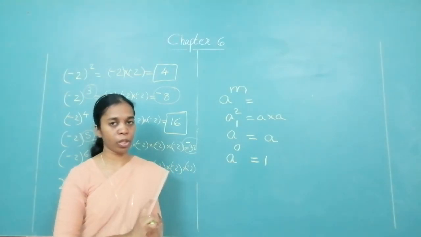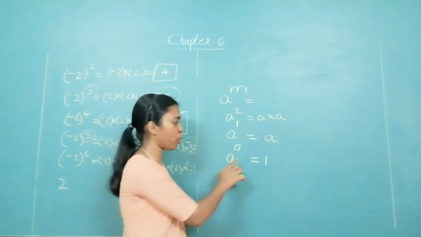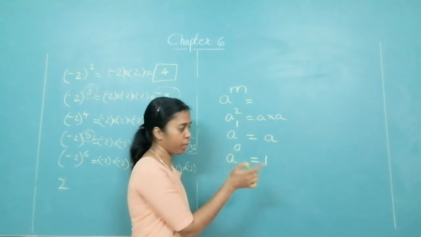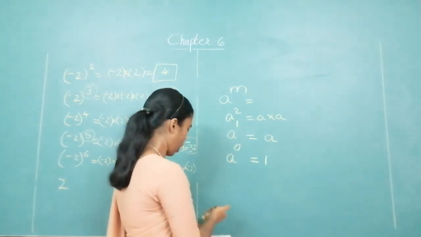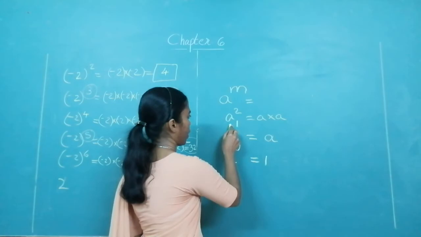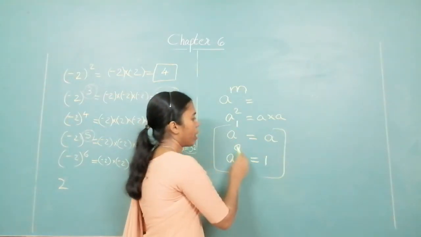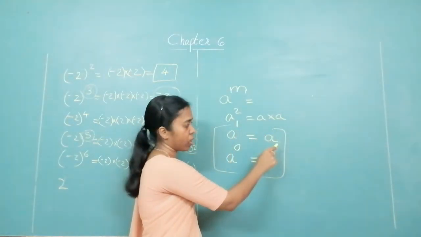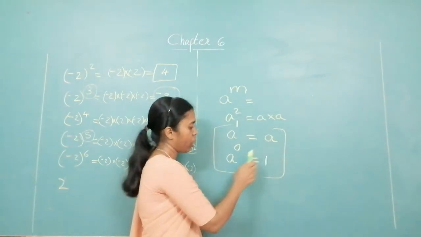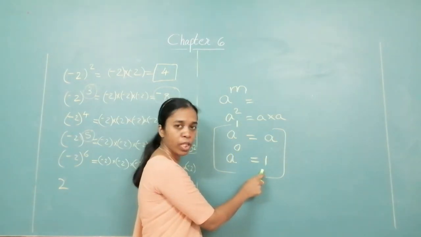Please remember, okay? Don't make a mistake, because very often you put this as 0. Please remember, these two are very, very important and I want you to write them in the formula page. A raised to 1 is equal to a. A raised to 0 is equal to 1.